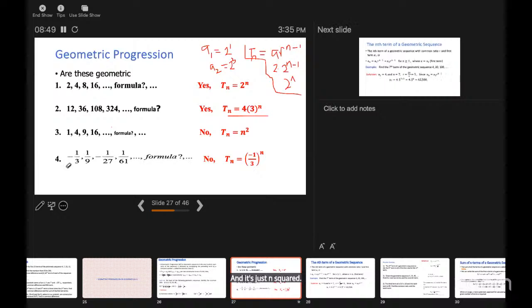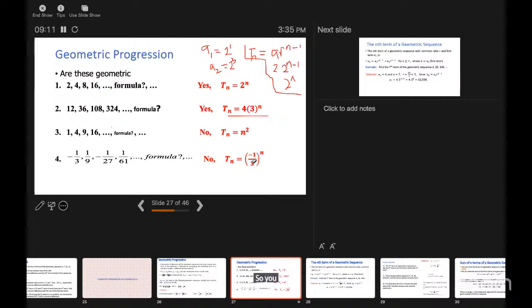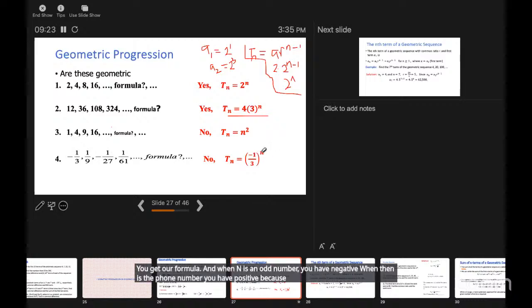Then this one, if you look at it, this is minus 1 over 3 raised to power 1. This is minus 1 over 3 raised to power 2. So you have the general formula: minus 1 raised to power n over 3 raised to power n. When n is an odd number, you have negative. When n is an even number, you have positive, because minus 1 raised to a positive even number gives you positive 1, and minus 1 raised to an odd number gives you negative 1.